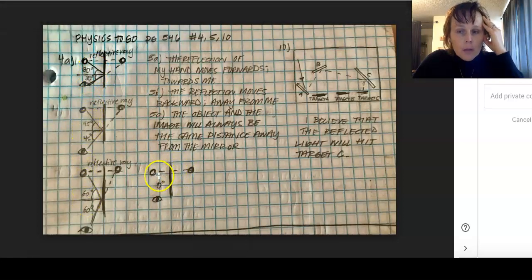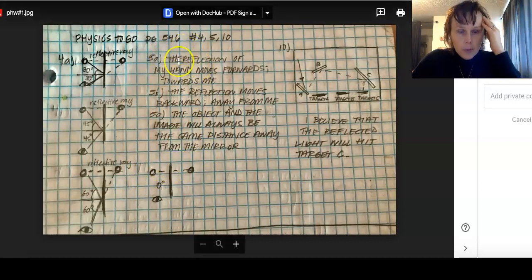Just to make a note about the zero angle. When you have a zero angle, your eye has to be on the same line as the object. So you would have the eye drawn on the same line because the angle is zero towards the mirror.